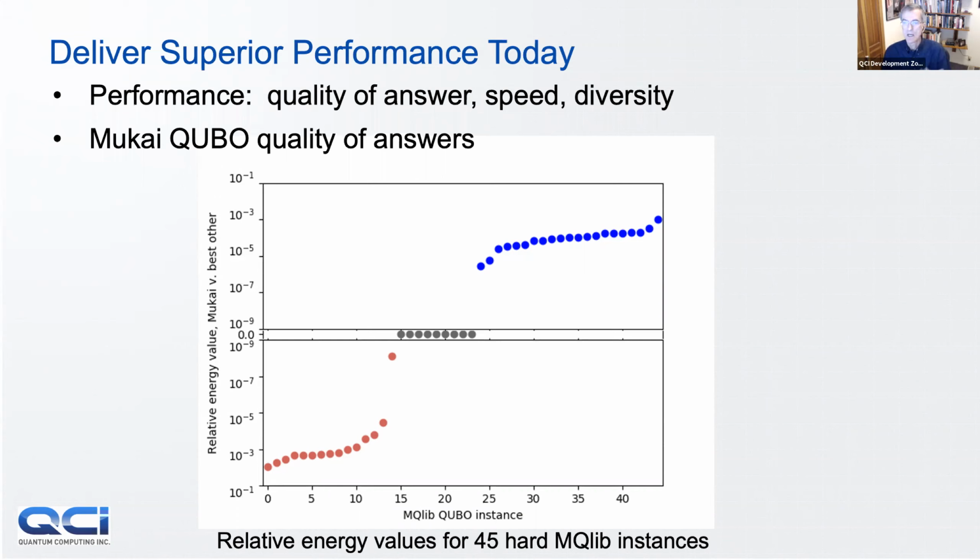Speed: still, I get this quality of answer, how long does it take me? Another dimension that's new for many people from HPC is diversity of answers. So again, the delivery truck packing example, there might be 50 different ways of packing the truck that are almost exactly the same.